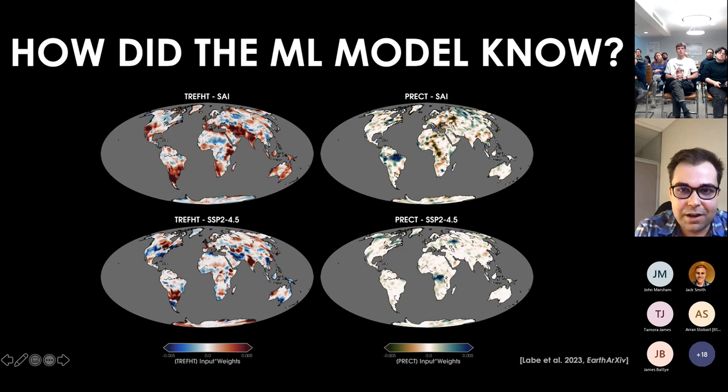So what you're looking at here is a simple method for logistic regression, just taking the weights of the logistic regression model times each input map. The red areas on the left are for temperature, which were the more important regions for the logistic regression model to make its predictions for global maps. And then on the right-hand side, it's the same thing for precipitation.